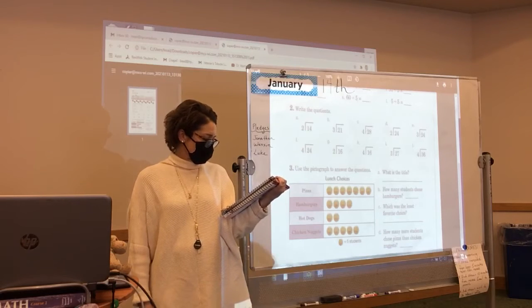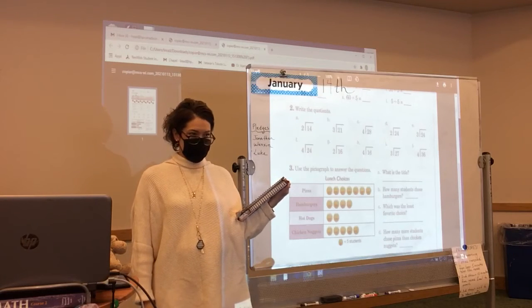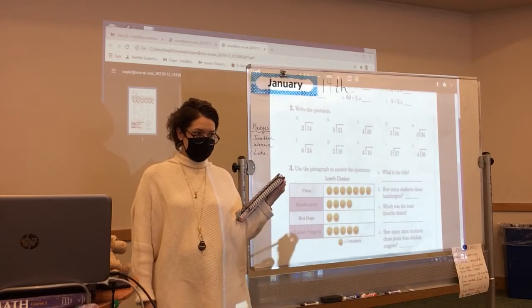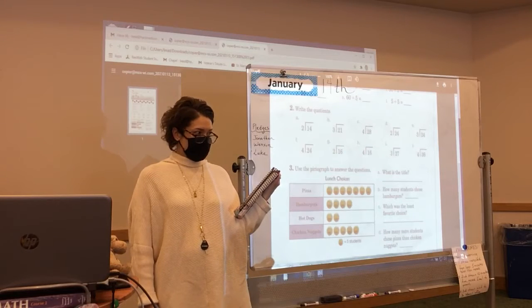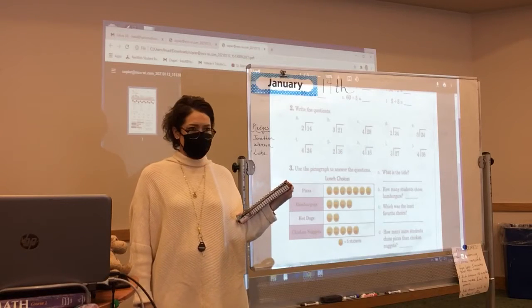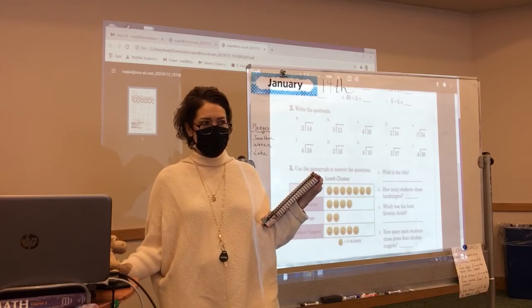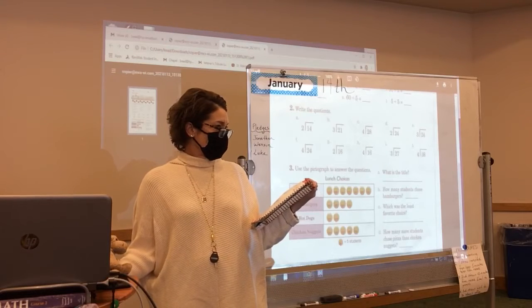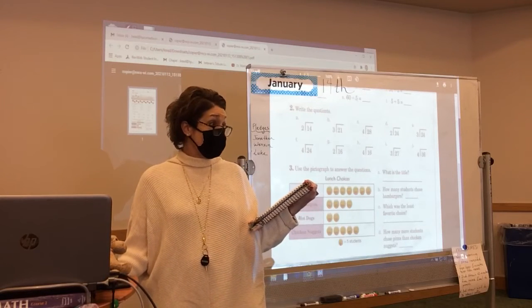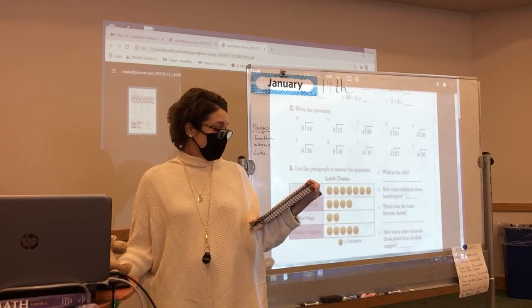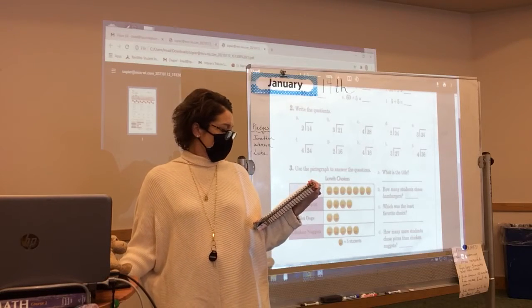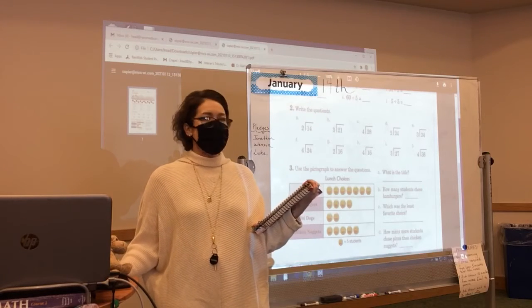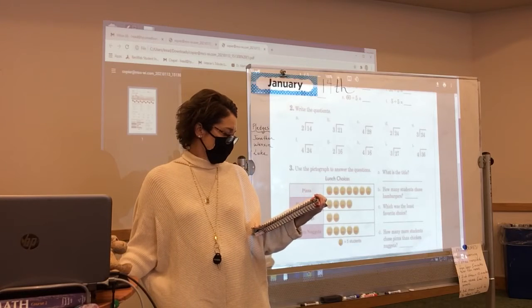What is the title of the pictograph? Where would you have to look on the pictograph to find the title? Grayson, where is it located? On the top. Yes, it is located on the top. So what is the title of our pictograph, Emmy? Lunch choices.